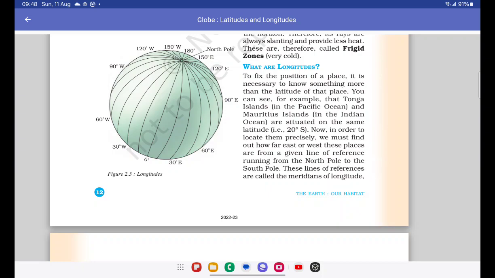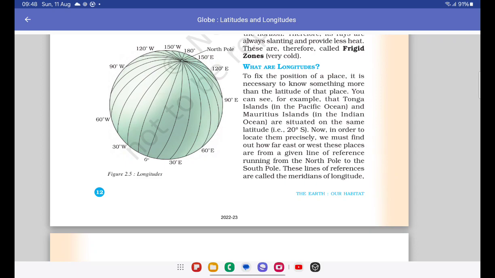Longitudes are basically the lines which cover the Earth in an east and west direction. Previously, the latitudes covered them in a north and south direction, right? But longitudes cover them in an east and west direction. So that's why they are vertical lines. Those were horizontal lines, and these are the vertical lines. Vertical but circular lines.